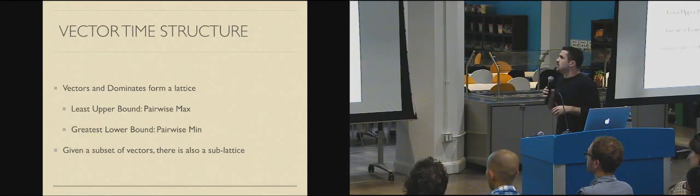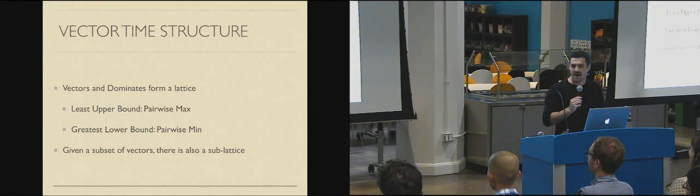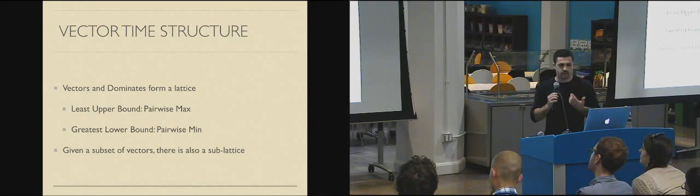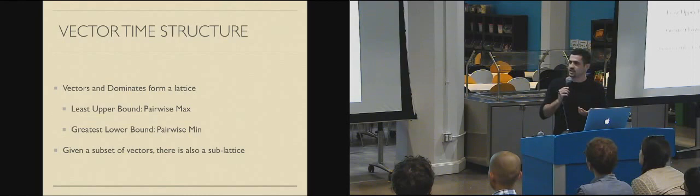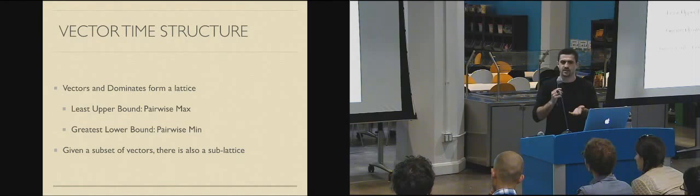Getting really into the math, these vectors, it says dominates here, but that's actually wrong because I had a typo early and I didn't change that part. But the vectors and these functions that I'm going to talk about in a moment form what we call a lattice mathematically. A lattice is a specific mathematical structure. It's a partially ordered set. Hopefully that's starting to sound familiar.